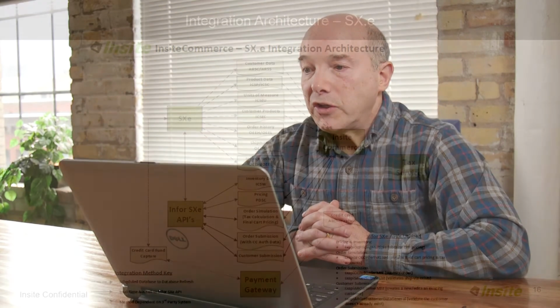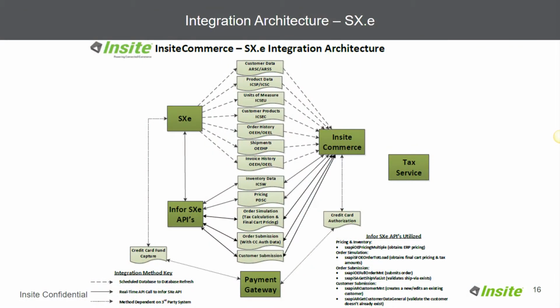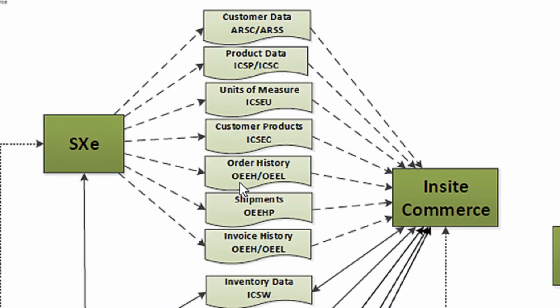So I'm going to start with a little bit of a PowerPoint presentation, then we're going to go into the software itself and just give you a quick rundown of how jobs are configured and how they run. So this is an integration architecture for our connector for SXE, and you'll just see quickly, kind of in the middle here, the different endpoints that we're talking to. So customer, product, units of measure by product, customer products, etc.